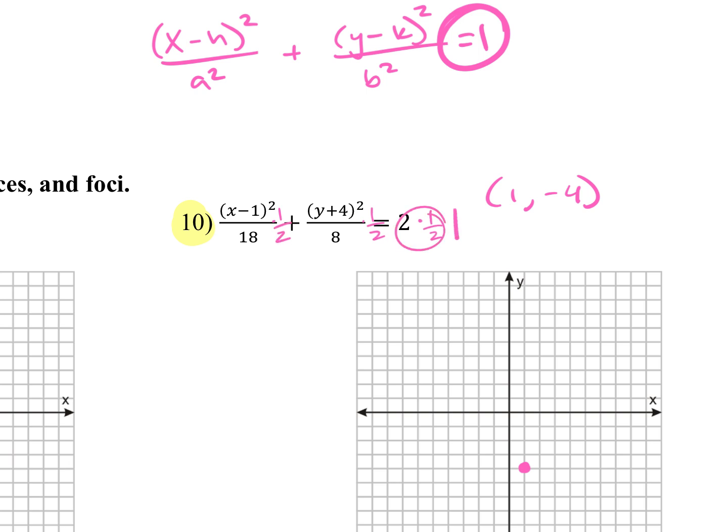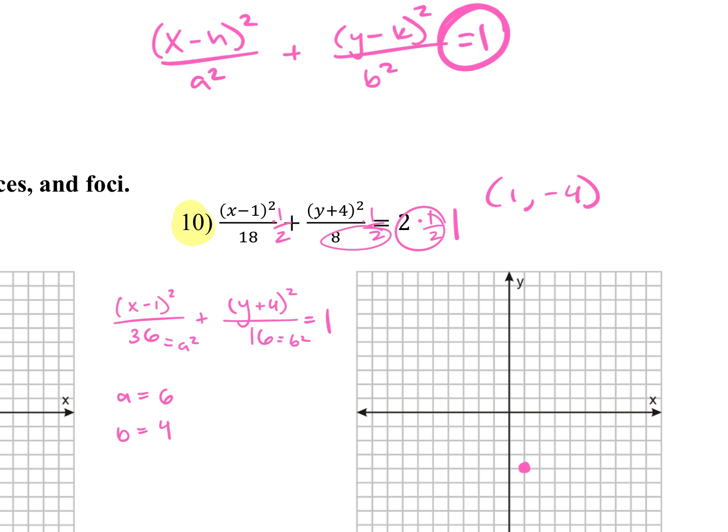Then we just multiply our denominators together. So I still have x minus 1 squared up top, but now it's over 18 times 2, which would be 36, plus y plus 4 squared up top, and now it's over 8 times 2, which would be 16. And then it's equal to 1. So now 36 is our a squared. So a would be 6, this would be b squared, so b would be 4.